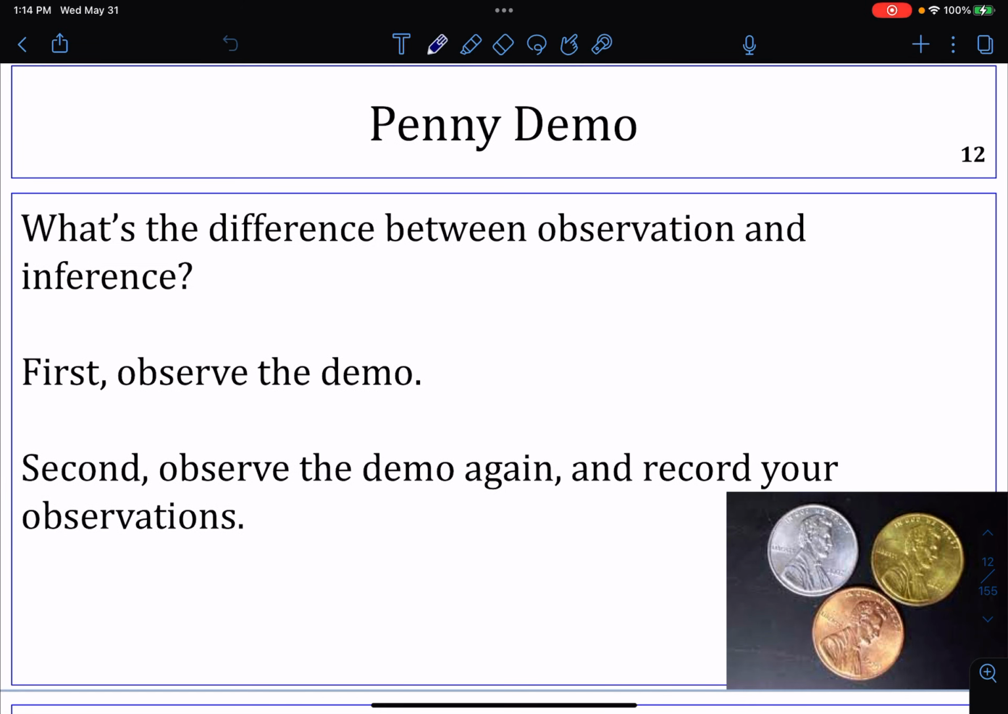Something called the penny demo is where we can see that a normal average copper penny can be turned into what looks like a silver penny and then turned into what looks like a golden penny. This is a good demo to understand the differences between observations and inferences. We can observe the penny changing color, but an inference is a conclusion we can reach on the basis of the evidence that we see, the color changing, and also reasoning.